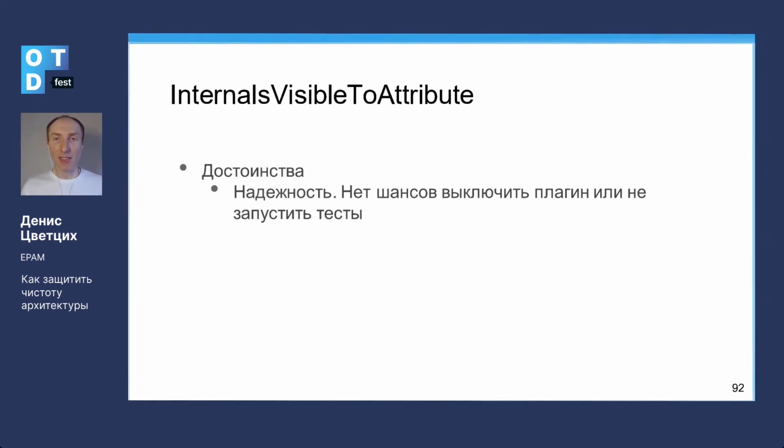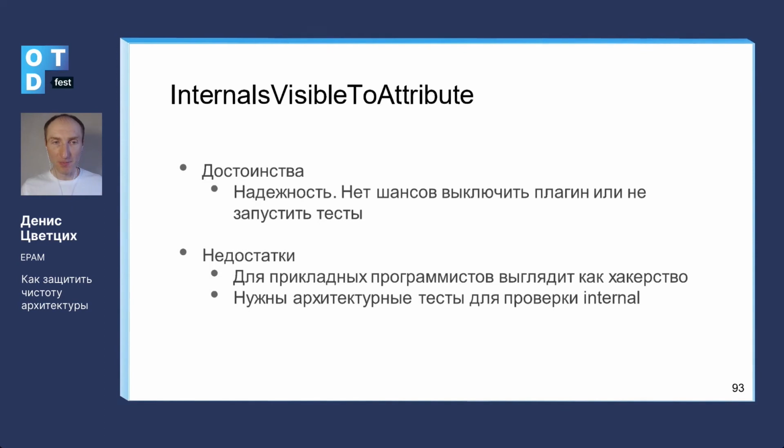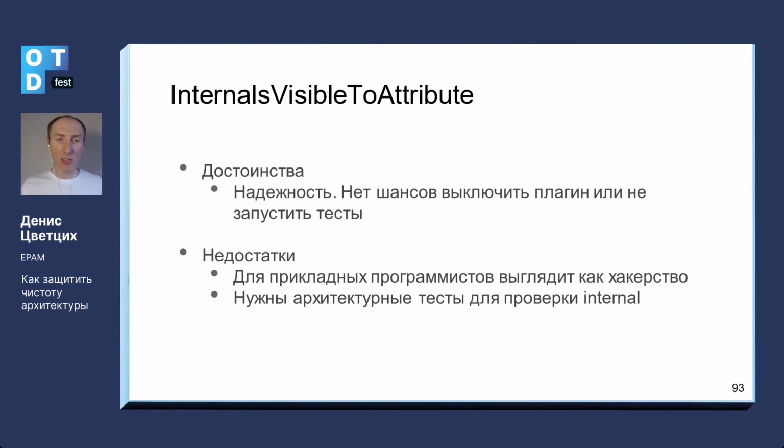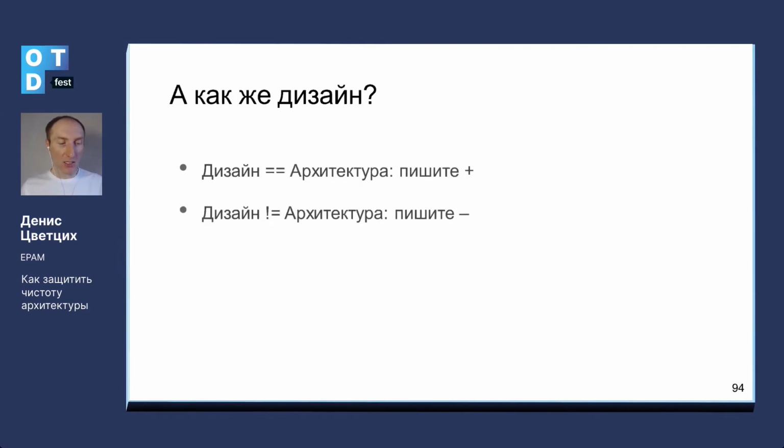It has a number of advantages. It's the most reliable approach. There is no chance to bypass these tests. Tests can be disabled, yet bypassing these checks is not possible for applied programmers. Such an approach resembles hacking, and of course there should be some other architecture tests to check other classes. That is checking internal classes, and they should stay internal.